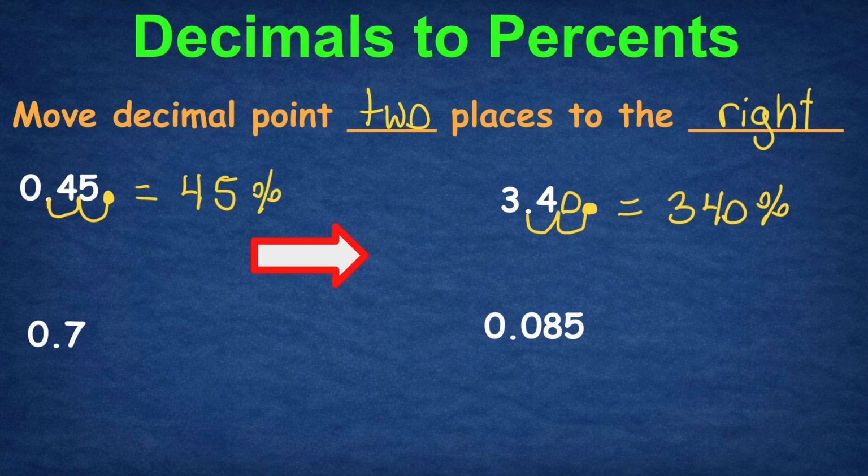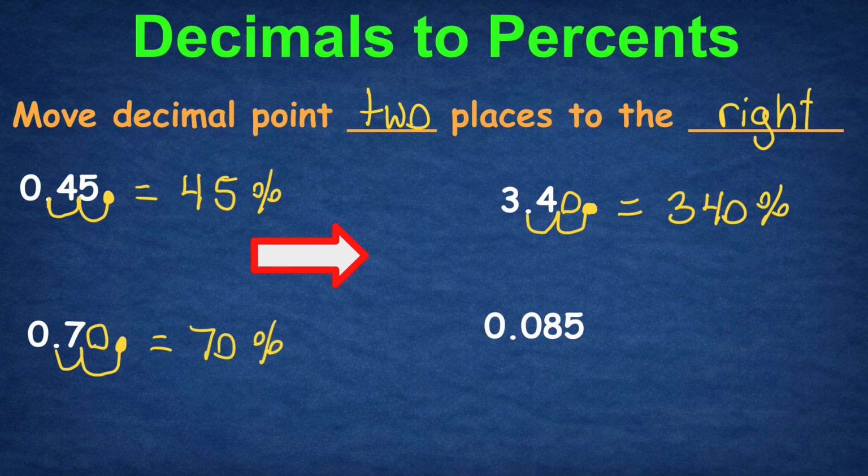Let's look at 7 tenths. Once again, I've only got one number to the right of that decimal, so I'm going to add a 0 just as a placeholder and help me stay organized. I'm going to take my decimal and move it 2 places to the right. 1, 2. And 7 tenths as a percent becomes 70%.